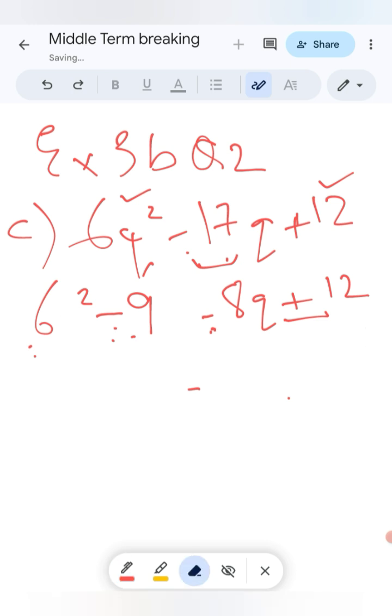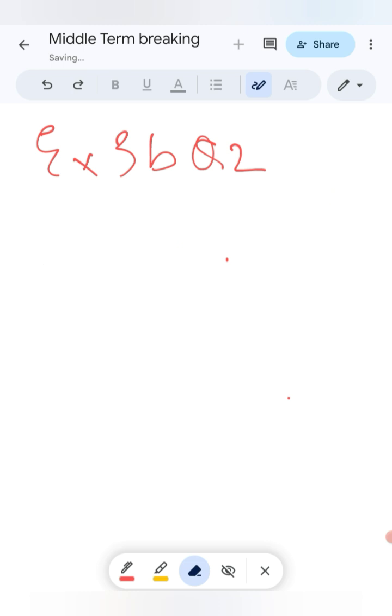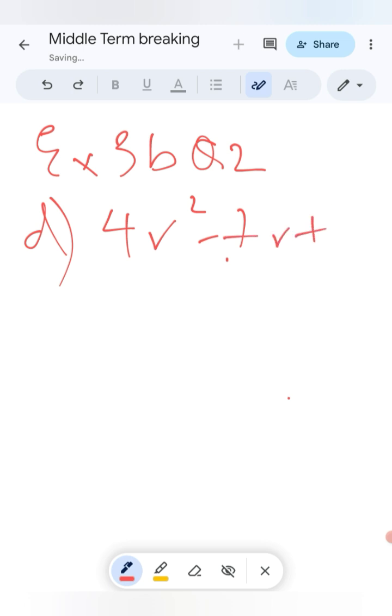Let's talk about other questions. Part D says 4r squared minus 7r plus 3. Okay, now here 4 multiplied by 3 is 12, and when I add 4 and 3 as well, I get the answer 7.